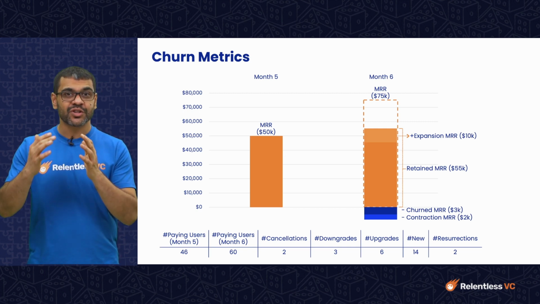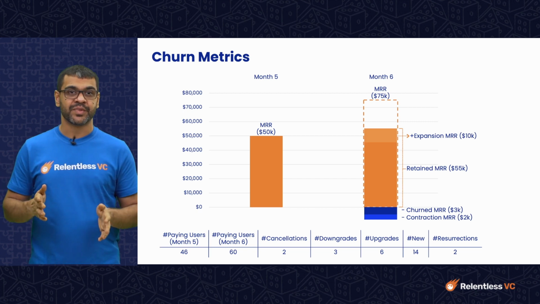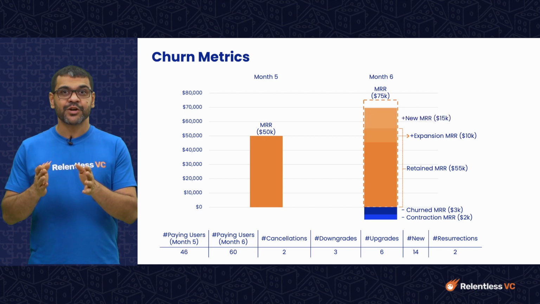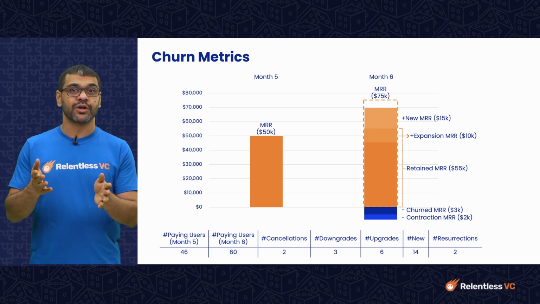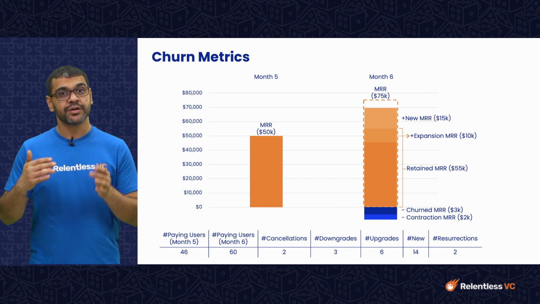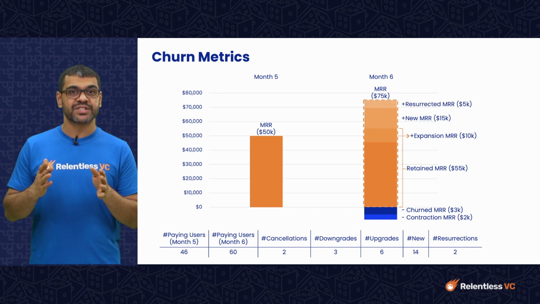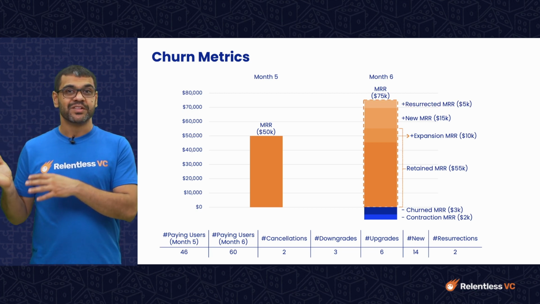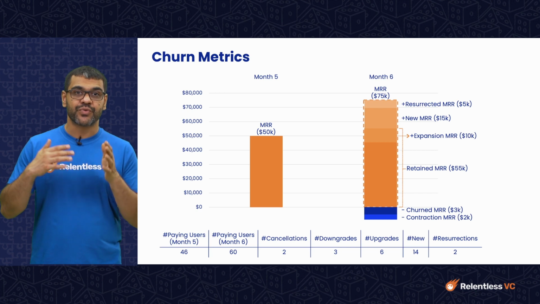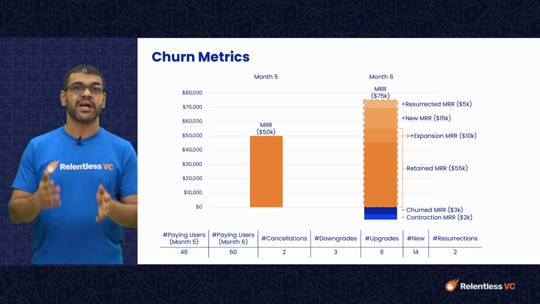Note that expansion MRR is a part of retained MRR, but churned MRR and contraction MRR are not. Next, the startup added 14 new customers in month 6, which contributed $15,000 to MRR. This is called new MRR. Finally, the startup was also able to resurrect 2 customers who had cancelled their subscriptions in previous months. These resurrections contributed $5,000 to the MRR in month 6. This is called resurrected MRR.